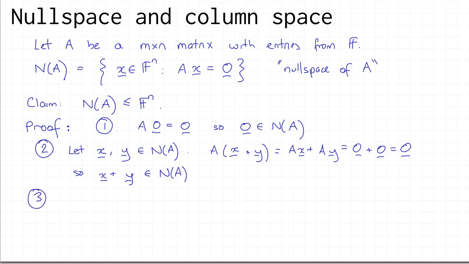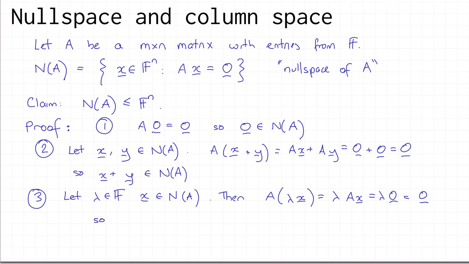And finally, we can do closure under scalar multiplication. So we'll let lambda be a scalar, an element of the field F, and we'll let x be in the null space. Then I need to show that lambda times x is still in the null space. So I just need to check what happens when I do A multiplied into lambda x. And one of the properties of matrix multiplication is that this is the same as lambda times Ax, which is lambda times the 0 vector, since x is in the null space. And of course, when you multiply the 0 vector by a scalar, you get the 0 vector again. So lambda times x is in N of A.